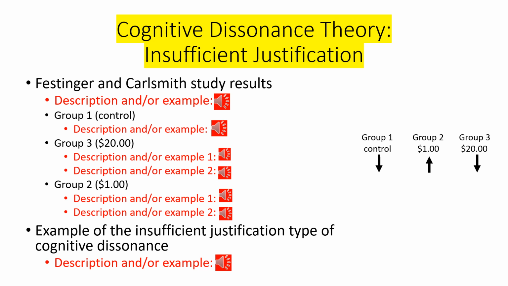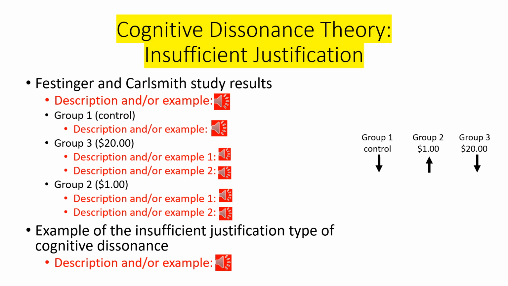The key to understanding the results for group 2 is, quite frankly, the same as it is to understanding the results of group 3. That is, focus on the money. In group number 2, what was it that they received in repayment for telling the second subject that they had a great time? They got $1. One measly dollar. Well, if we're going to call the $20 for group 3 sufficient justification, you can probably guess that for group 2, the $1 we will call insufficient justification. $1 was not enough to justify, to give a reason for the inconsistency between the attitude and the behavior.